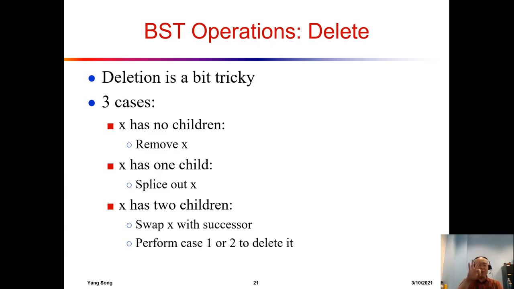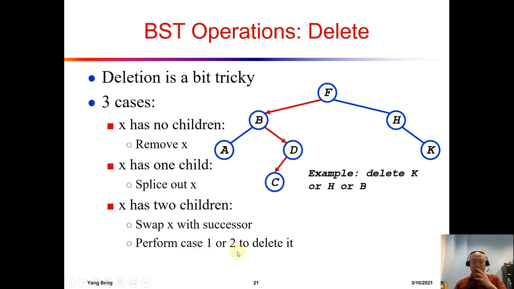And case three is really the hard one. If X has two children, you find the successor of X and swap X with the successor. The successor will stay at the X position, and then you move down and figure out a recursive way to delete the new X. At the new location it will be either case 1 or case 2. Really tough.